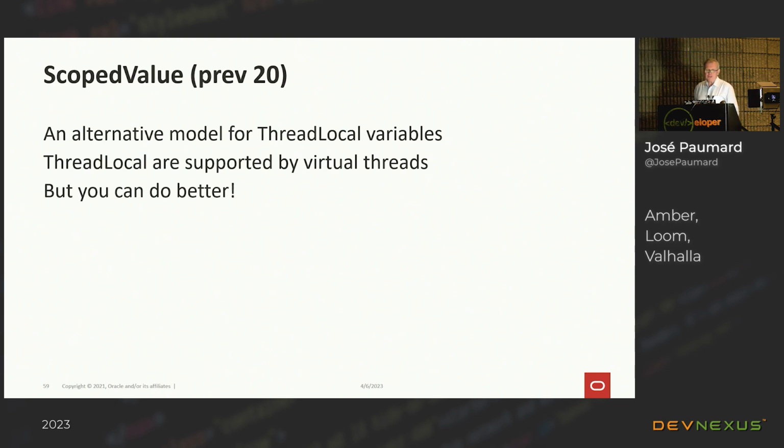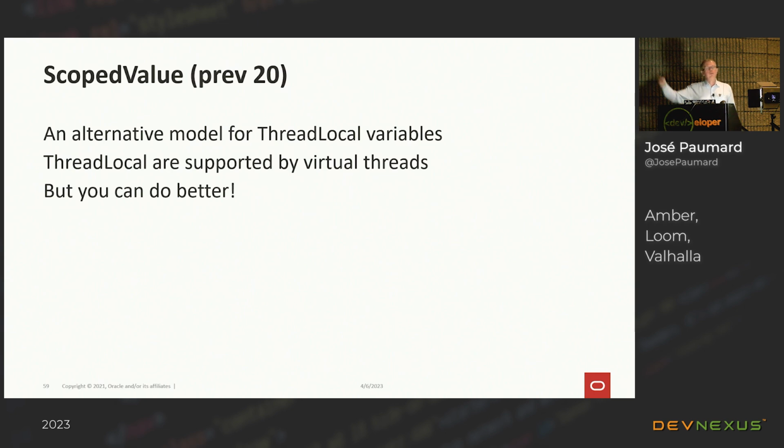The last thing that the Loom project is going to give you are called scope values. And that's an incubator feature of the JDK 20, and it's a new model for thread local variables. Now, thread local variables are fully supported and work with virtual threads. Okay, so if you have an application, you want to test it with virtual threads. By the way, Spring Boot is working on virtual threads already, right? So it's not hard to do. Just change your executor service and see if it works. If you are using thread local variables, then it's okay. It will work with virtual threads. If it doesn't, that's a bug and you need to report it.